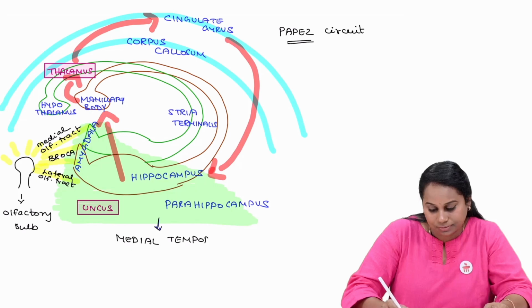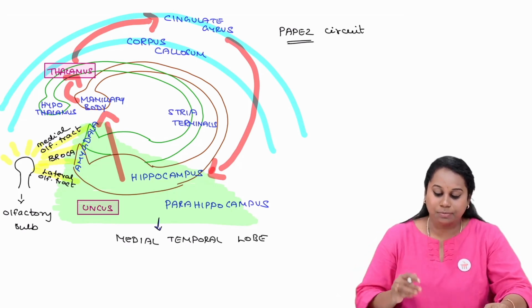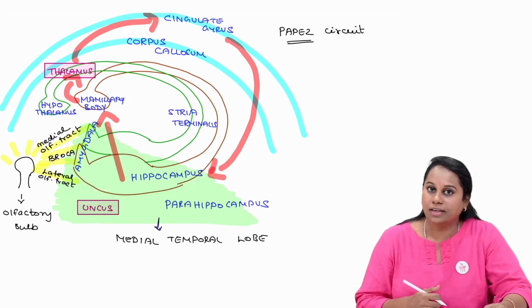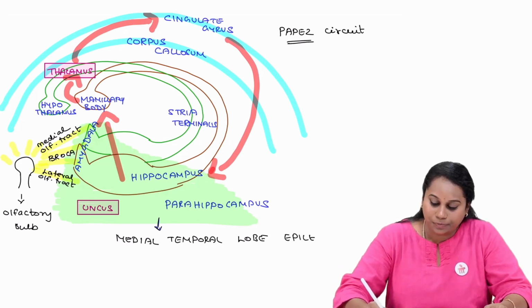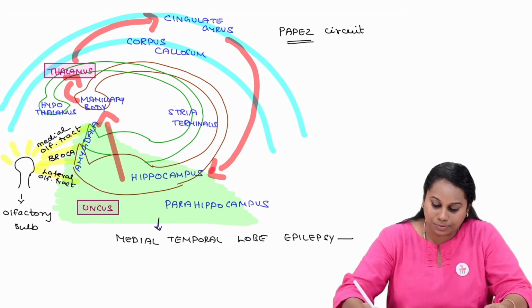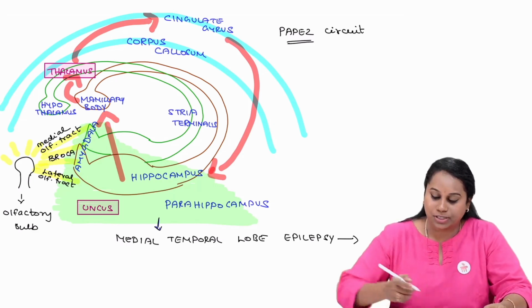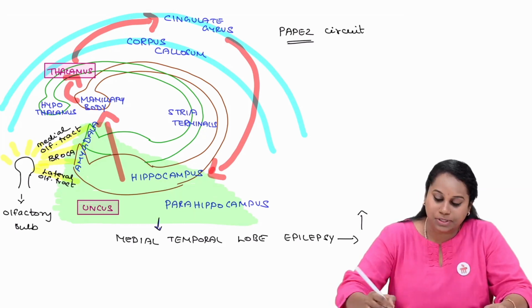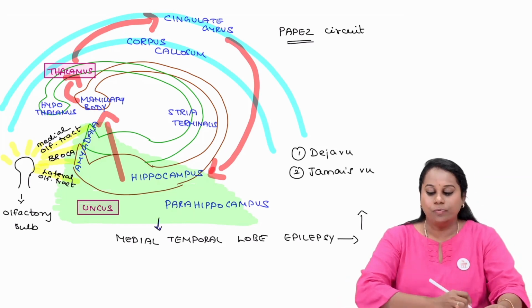What is the clinical importance of the medial temporal lobe? Any damage to the medial temporal lobe can result in medial temporal lobe epilepsy. What are the clinical features of medial temporal lobe epilepsy patients? There are two important features related to medial temporal lobe epilepsy: deja vu and jamais vu.